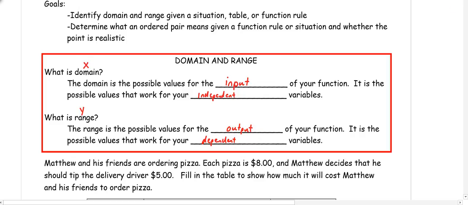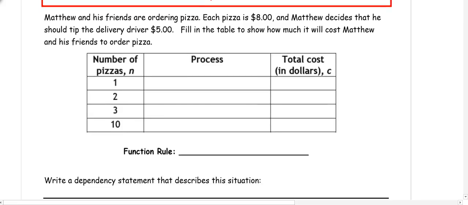So let's look at some situations to determine domain and range. Matthew and his friends are ordering pizza. Each pizza is $8 and Matthew decides that they should tip the delivery driver $5. Fill in the table to show how much it will cost Matthew and his friends to order pizza. If they order one pizza, it costs $8 for the one pizza plus the $5 tip that they're going to give the driver, which would get us $13.